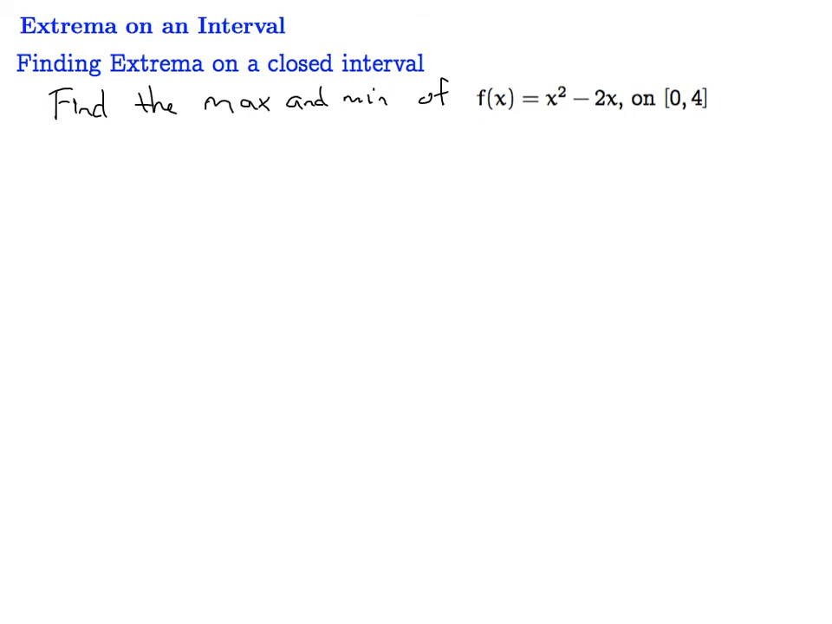So the first thing we want to note is that by the extreme value theorem, which I'm going to abbreviate EVT, we know that we have a max and min. We can be very confident that we're going to have both of these things.